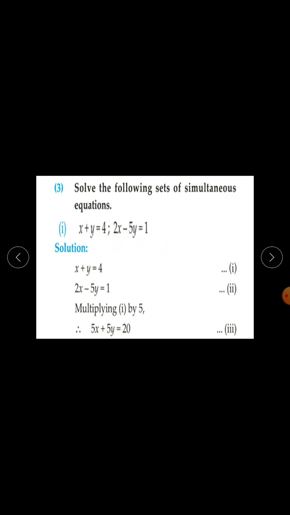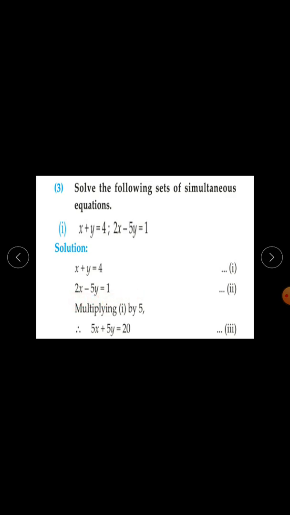Students, there are two methods of solving simultaneous equations. First is the method of elimination by equating coefficients and second is the method of elimination by substitution. But this year you will study only the method of elimination by equating coefficients. So use this method. Solution. First equation is x plus y equal to 4 and second is 2x minus 5y equal to 1.